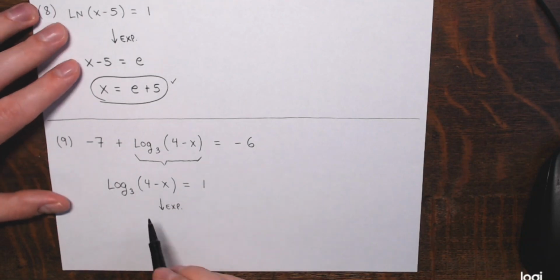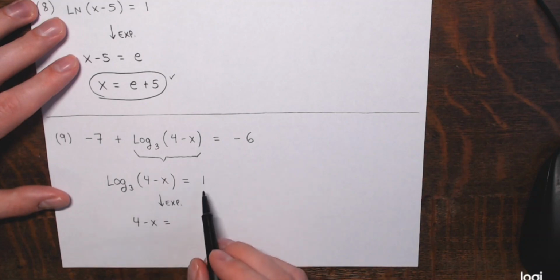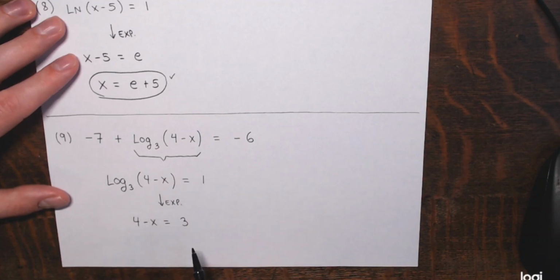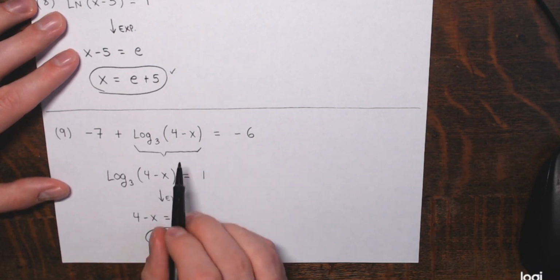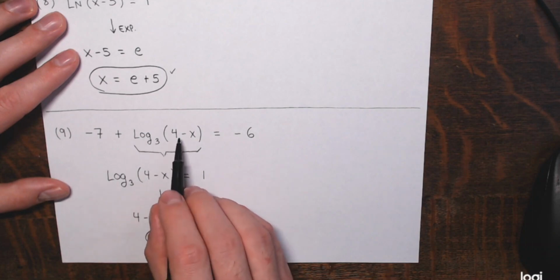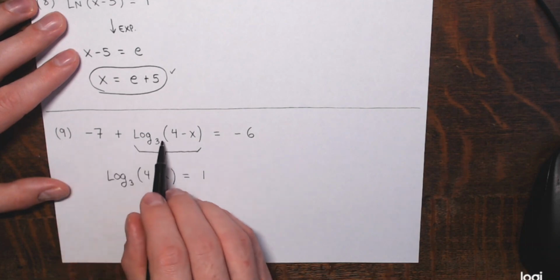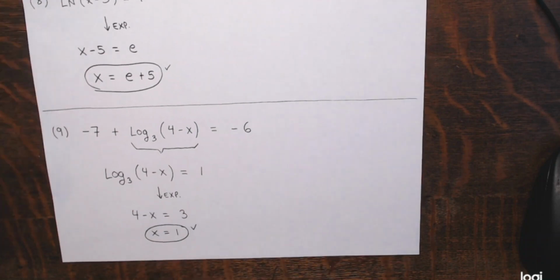So this would be 4 minus x equals 3 to the first power, which is just 3. So clearly x must be equal to 1. And there's your solution. And if you were to plug 1 in, 4 minus 1 is 3. The log base 3 of 3 is 1. And -7 plus 1 is -6. Right, so this works. Great.